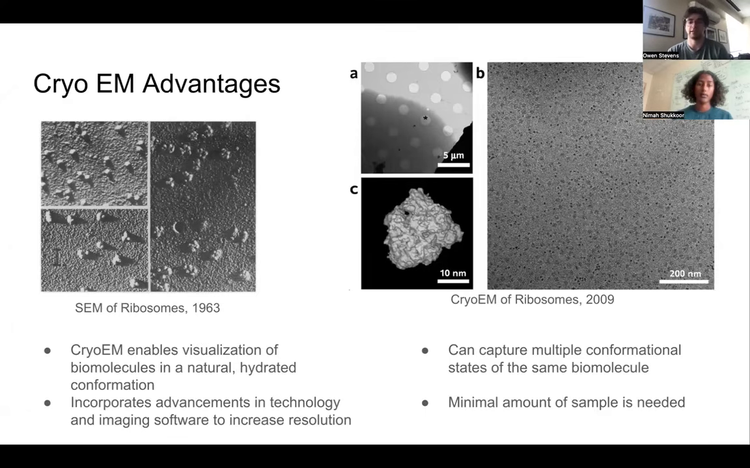And while there is a time lapse, on the left it is the very beginning of SEM, whereas on the right, it's kind of the beginning of cryo-EM. And it's only gotten better since 2009, in the past 15 years, as Nimah will touch upon later. They can also capture multiple conformational states of the same biomolecule because they're frozen in different arrangements, and then those can be examined. Minimal amounts of sample are needed, which is great because you don't have to prep, purify, and aggregate a large amount of sample to get these results.